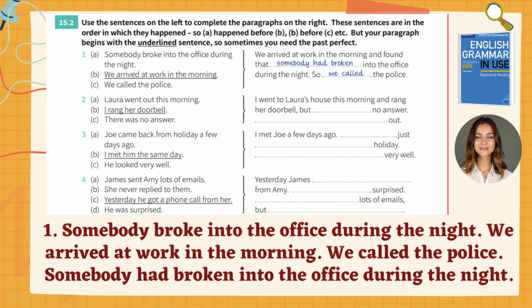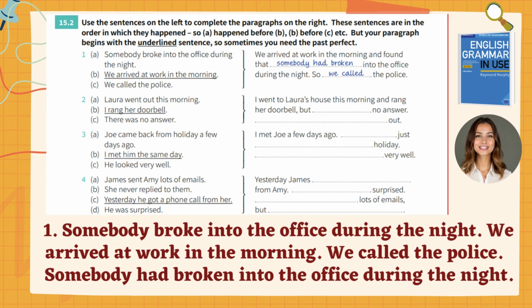Let's dive in. It's early morning. You walk into the office with your colleagues. But something's wrong. The door is open. Papers are everywhere. You realize somebody had broken into the office during the night. So what do you do? You call the police. Past perfect tells us what happened earlier, the break-in. Past simple tells what happened later, your arrival and your call to the police.